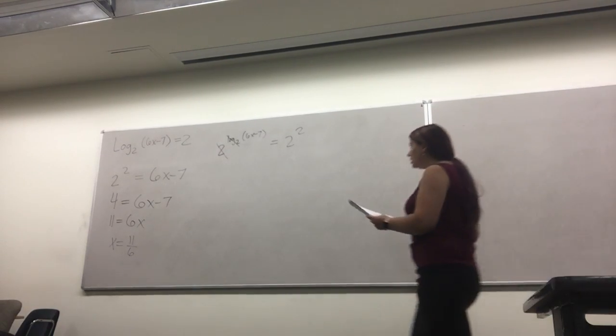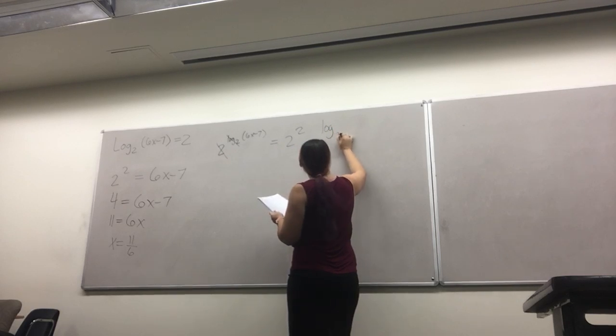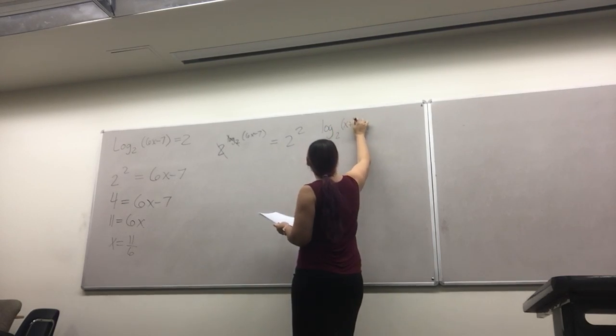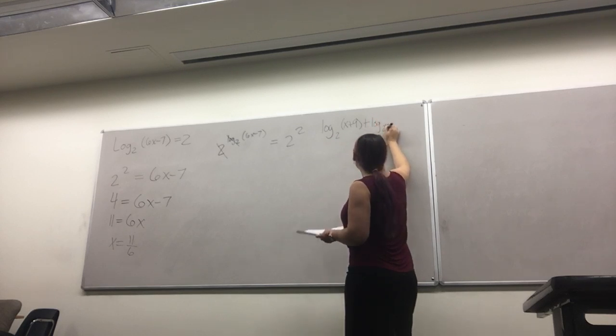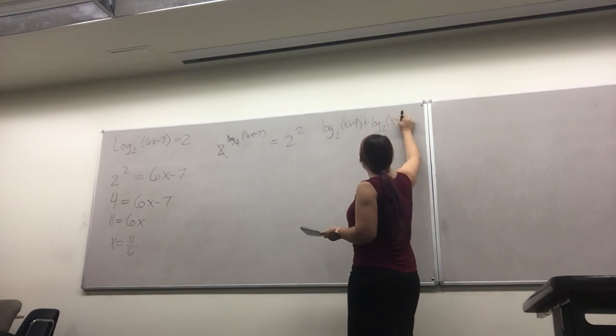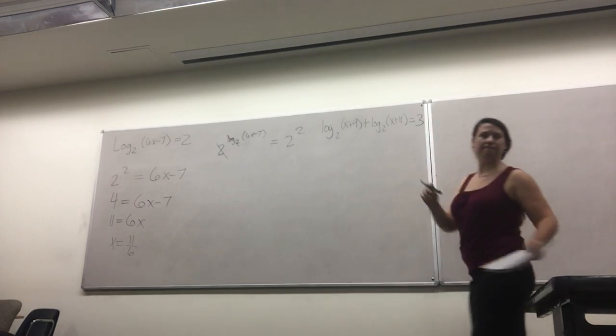So then, the next one is, we have log base 2 of x plus 9 plus log base 2 of x plus 11 is equal to 3.